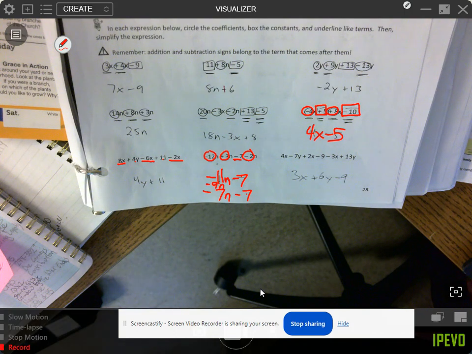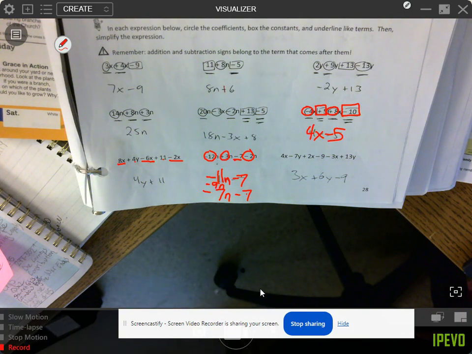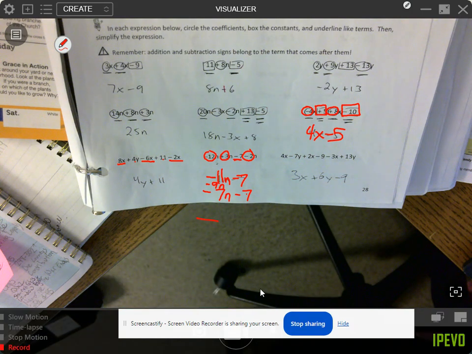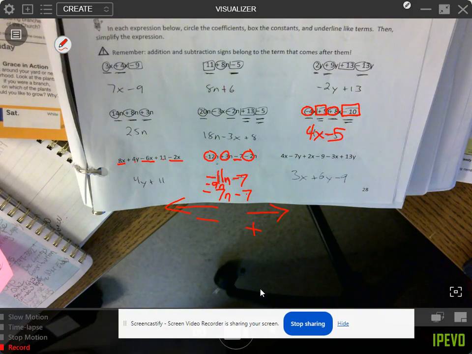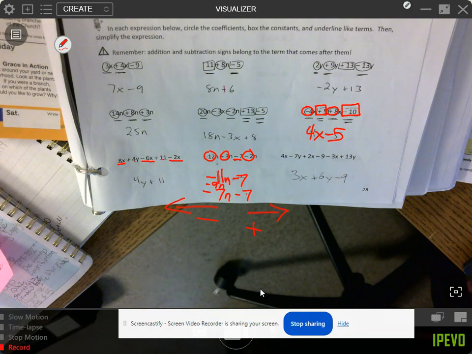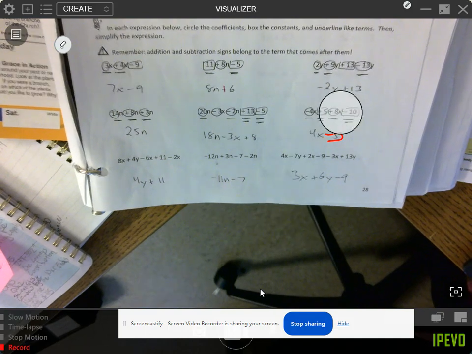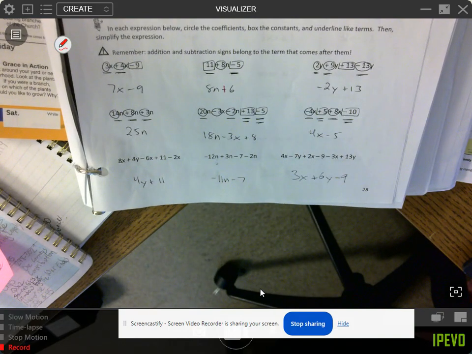If it helps you, if you start seeing, oh, I'm having a hard time with these negative numbers, draw a number line on your paper. And tell yourself, if I'm subtracting, I'm going to the left. If I'm adding, I'm going to the right. Nothing wrong with putting that on your paper as a little help sheet. Reminding ourselves how to add and subtract with negatives. Because a lot of people make this common mistake. Last one on the front page.